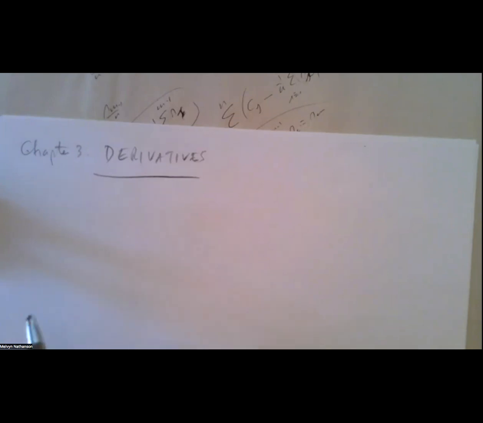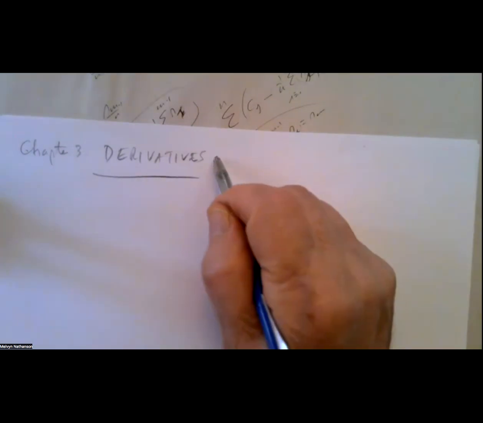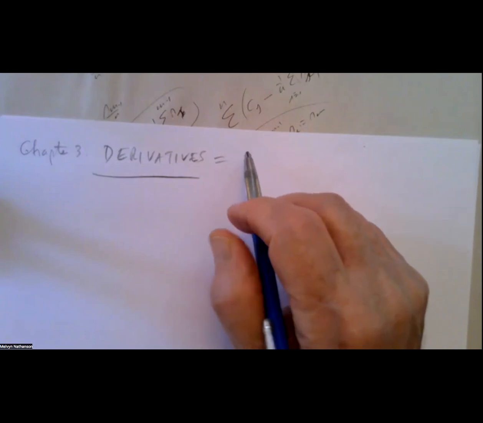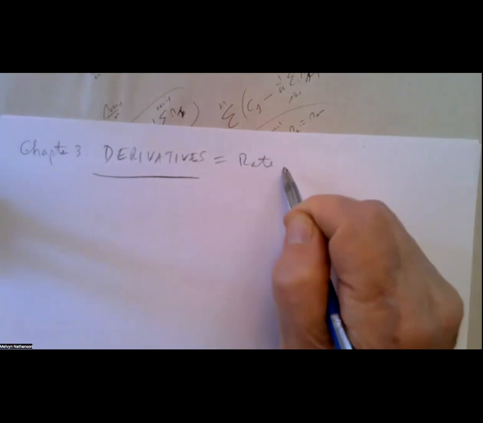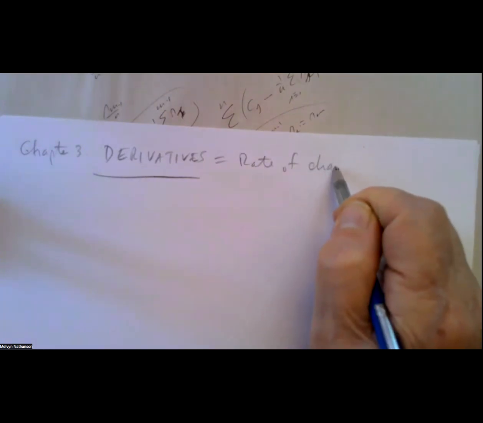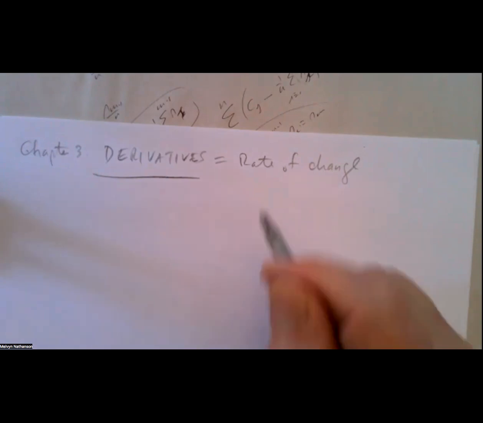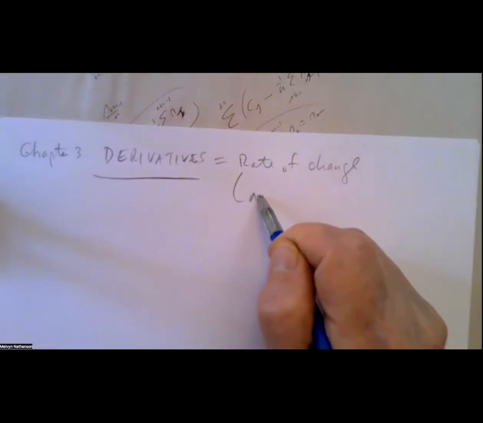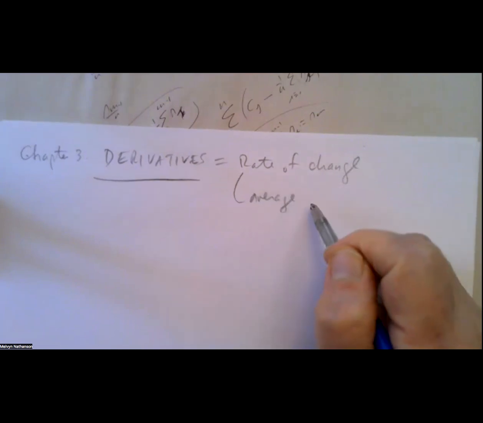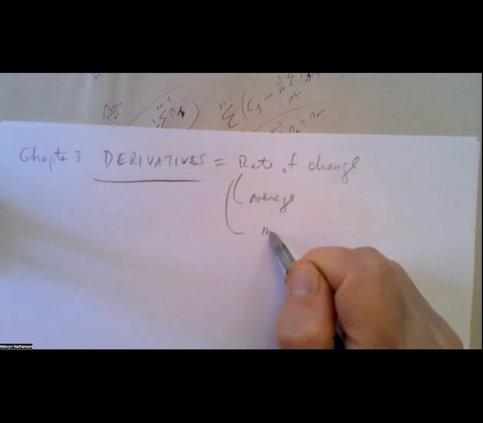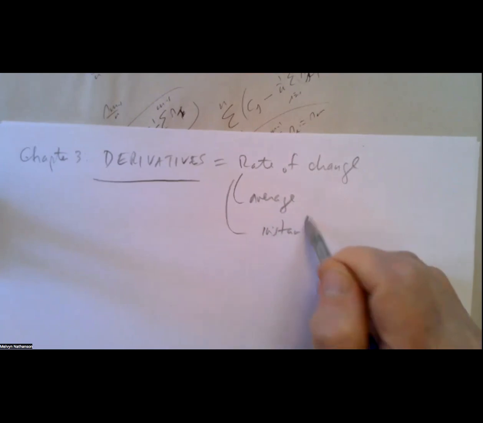So there's several ways to think about what the derivative is, but one very good way of understanding a derivative is to understand the rate of change of something. And there are two kinds of rates of change you might think of. You could have the average rate of change or an instantaneous rate of change.